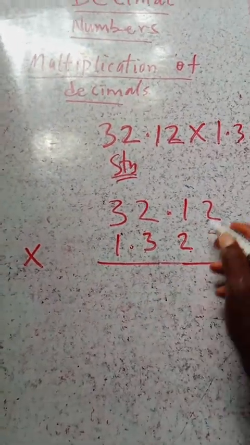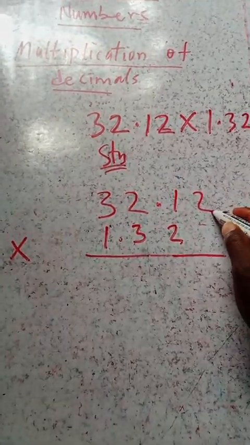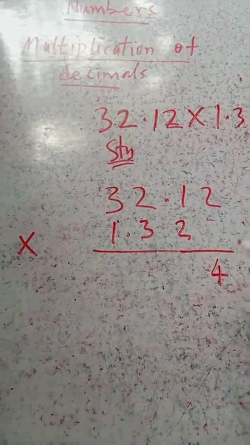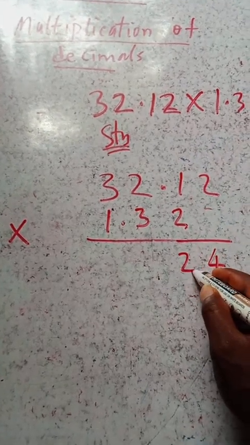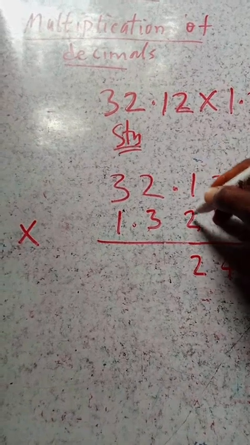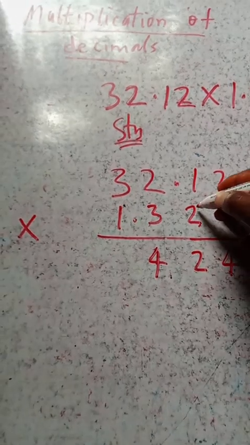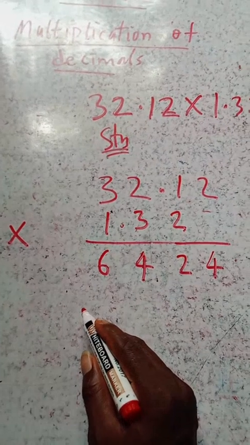You use 2 to multiply the whole of this. So let's use 2. 2 times 2 is 4. Write it under this 2. Then 2 times 1 is 2. Write it under the 2. Again, 2 times 2 is still 4. Write it under this. And 2 times 3 is 6. We write it under.